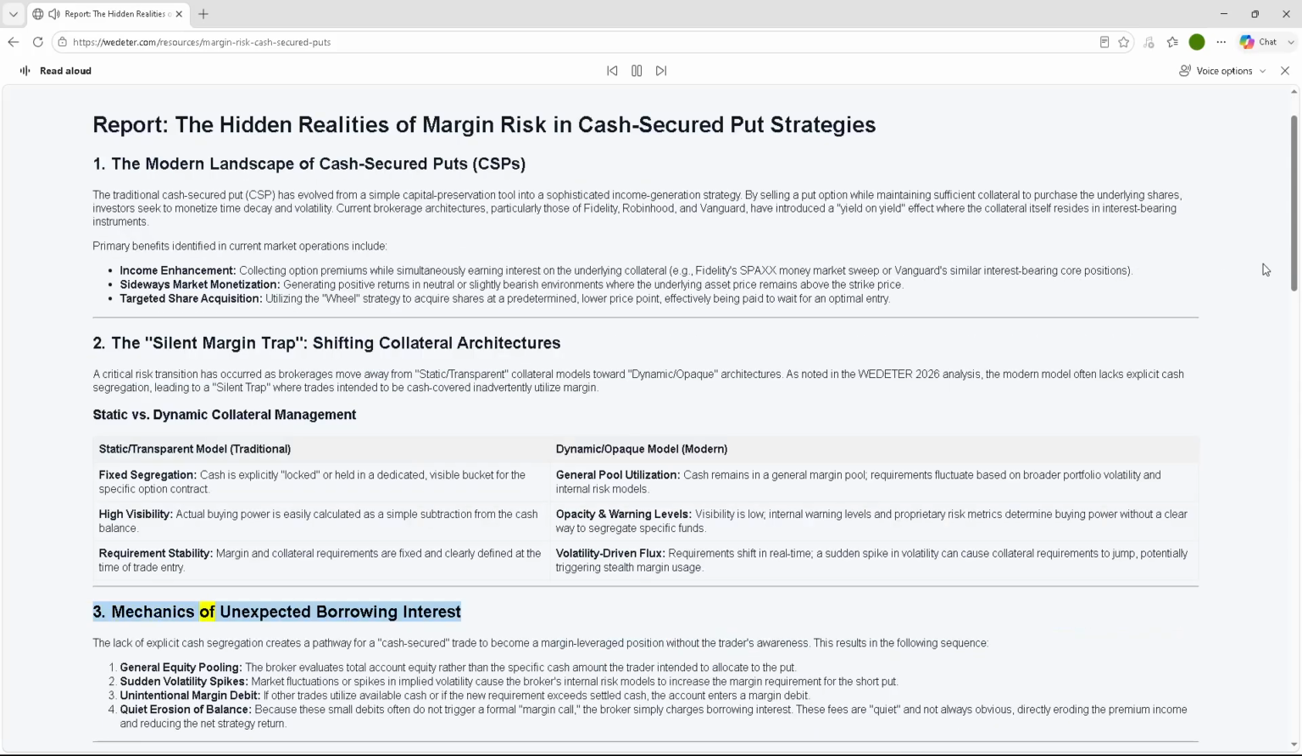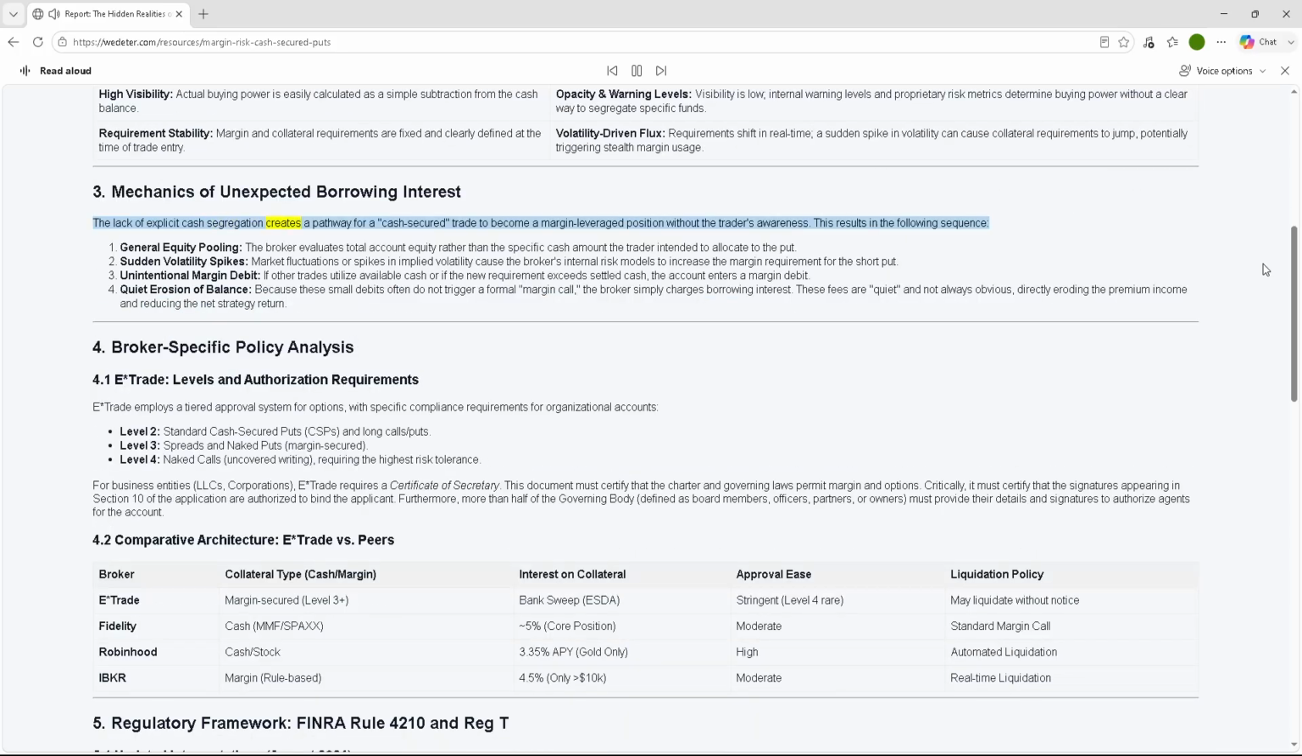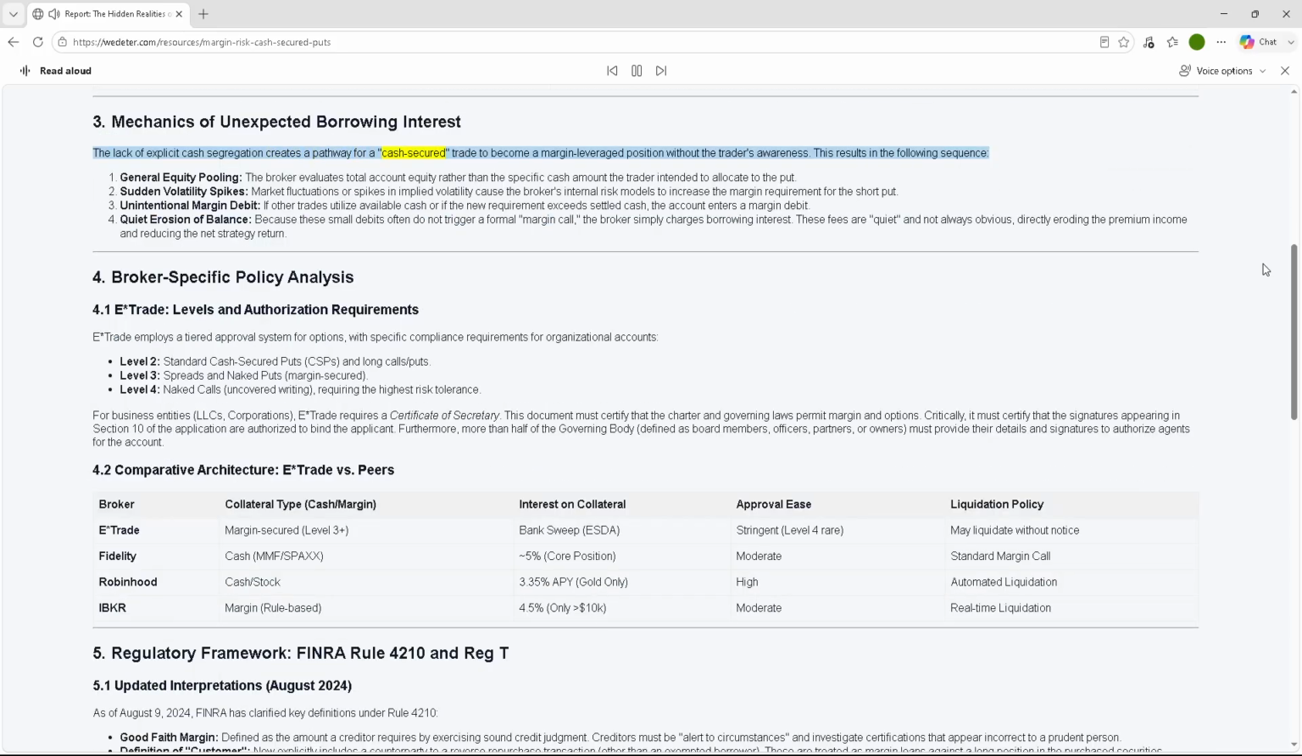3. Mechanics of unexpected borrowing interest. The lack of explicit cash segregation creates a pathway for a cash-secured trade to become a margin leverage position without the trader's awareness. This results in the following sequence. General equity pooling. The broker evaluates total account equity rather than the specific cash amount the trader intended to allocate to the put. Sudden volatility spikes.